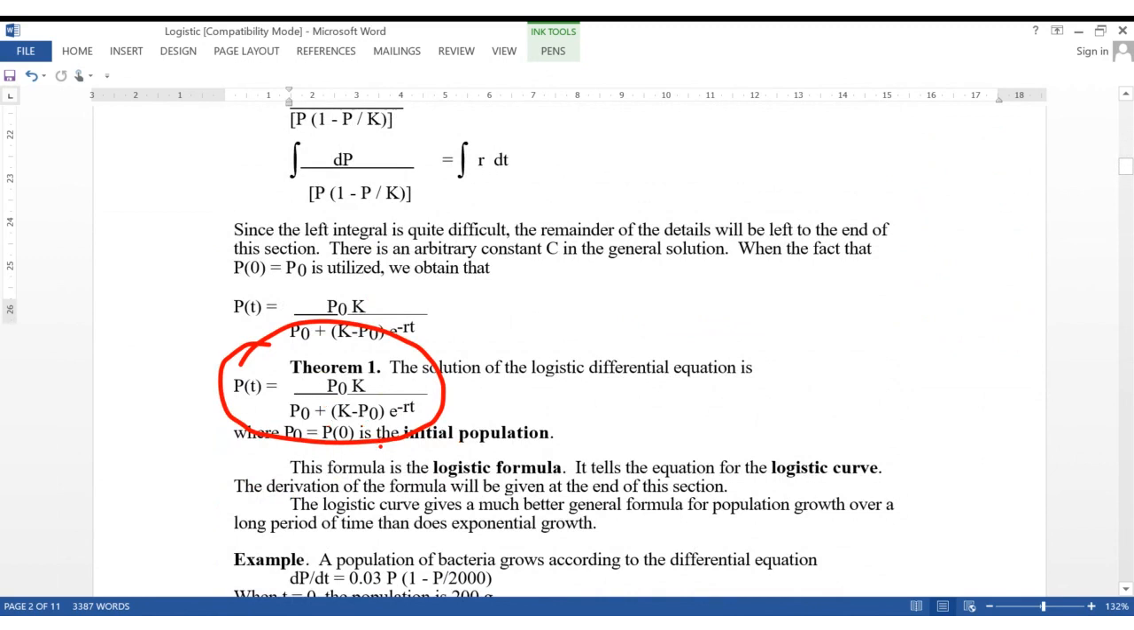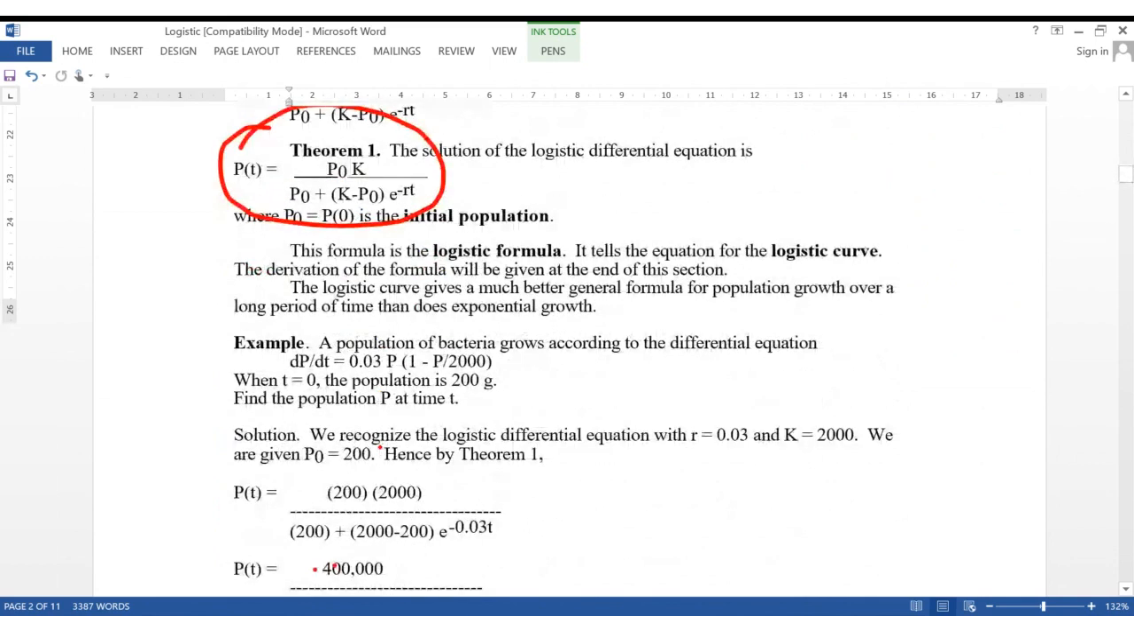So I think we can do this example here, just for me to explain. Example number 1: a population of bacteria grows according to the differential equation, that one. When t is equal to 0, the population is 200. Find the population P at any time. So this one, you have been given the differential equation, and you have been given that when t is equal to 0, the population is 200.